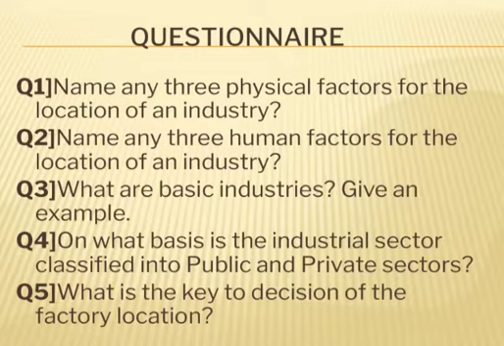Now there are certain questions. Question 1. Name any 3 physical factors for the location of an industry. Question 2. Name any 3 human factors for the location of an industry. Question 3. What are basic industries? Give an example. Question number 4. On what basis is the industrial sector classified into public and private sectors? Question 5. What is the key to decision of the factory location?